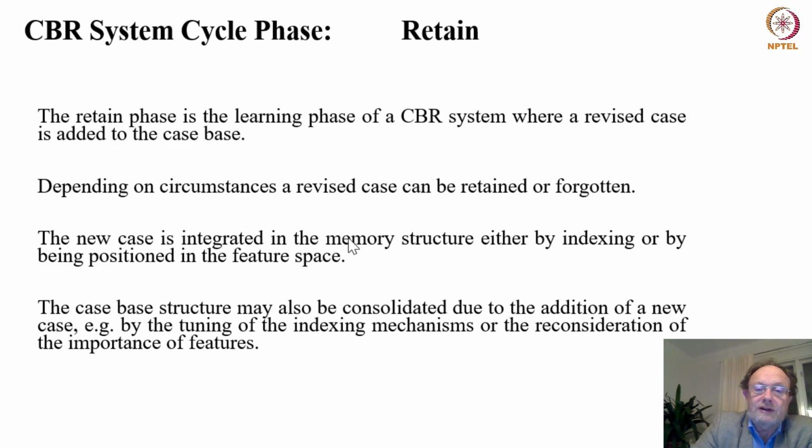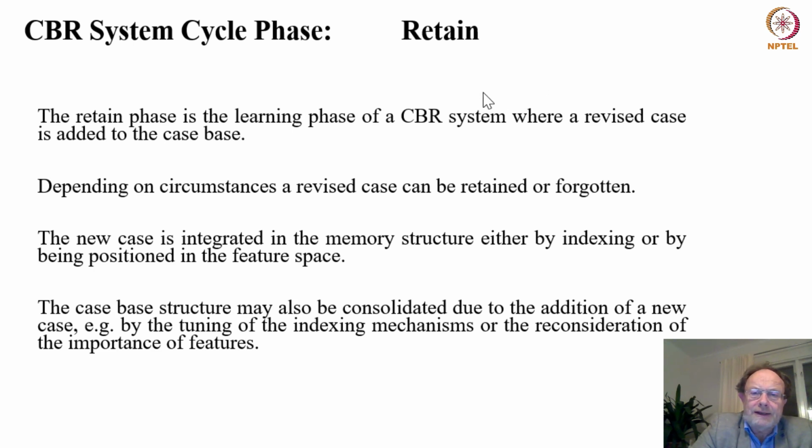The new case is integrated in the memory structure either by indexing or by being positioned in the feature space, depending on whether you have an indexing philosophy or more of a similarity space or instance space philosophy for how to structure the case base. It may also be that the case-base structure is consolidated due to the addition of a new case, by somehow changing the indexing mechanism or reconsidering the importance of features and so on.